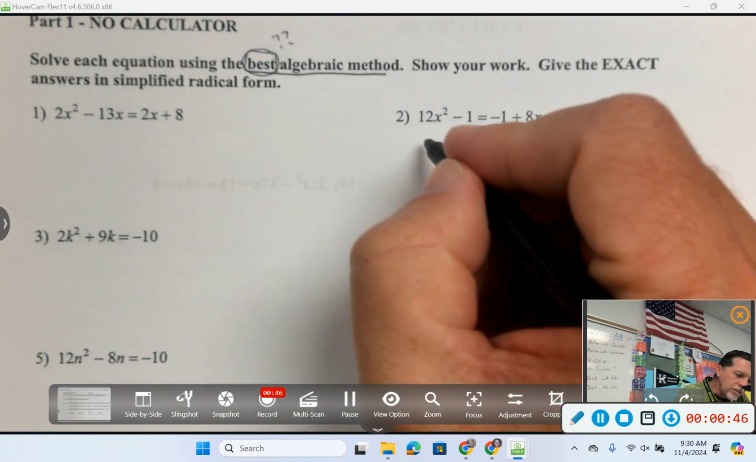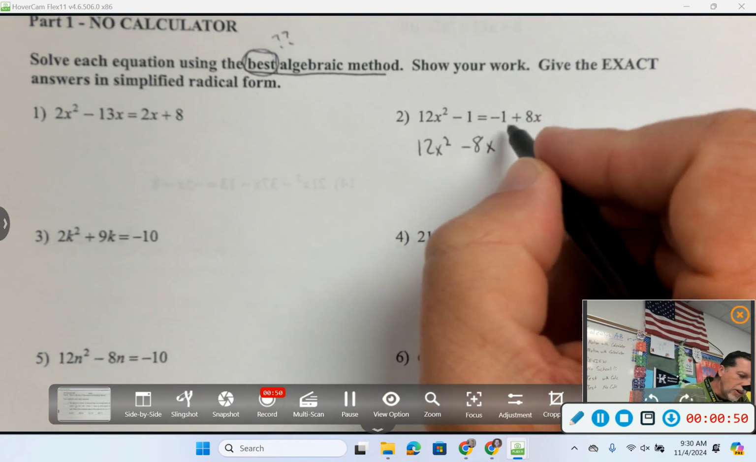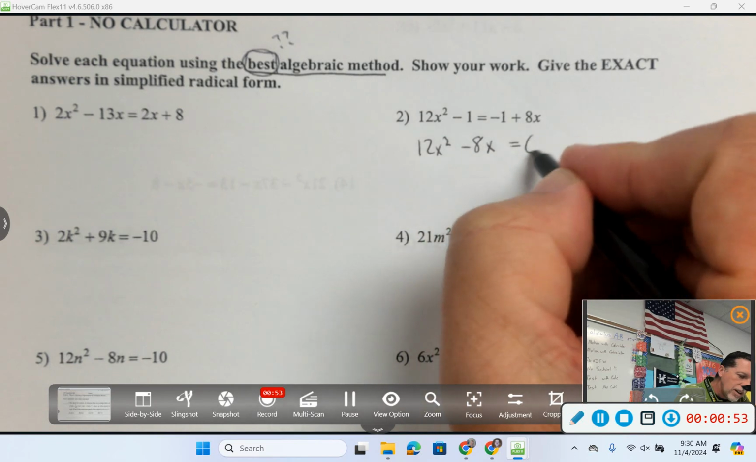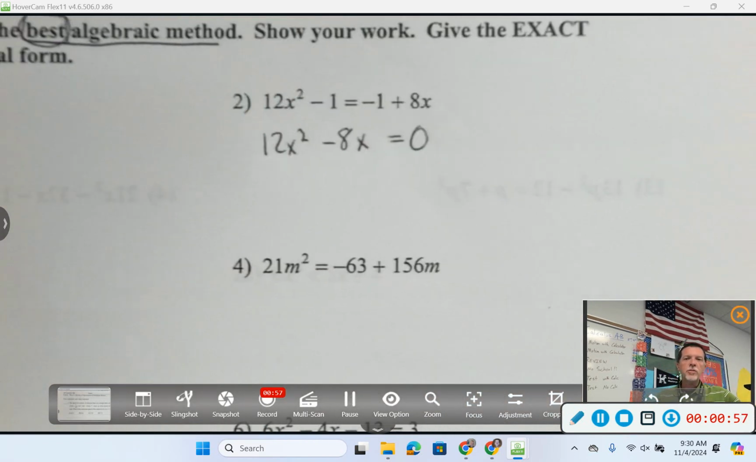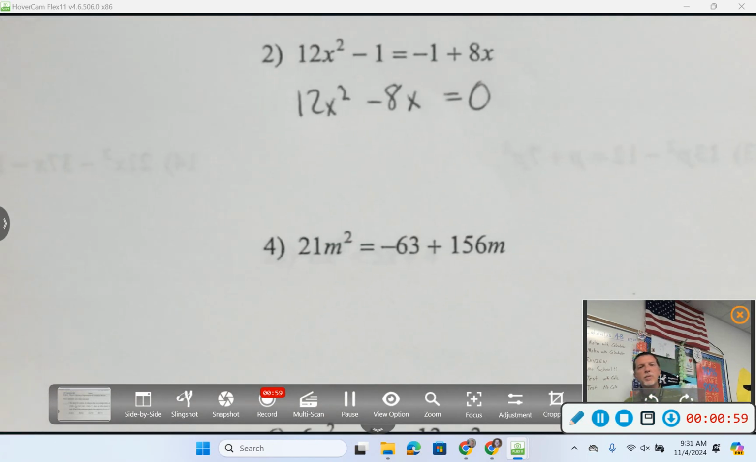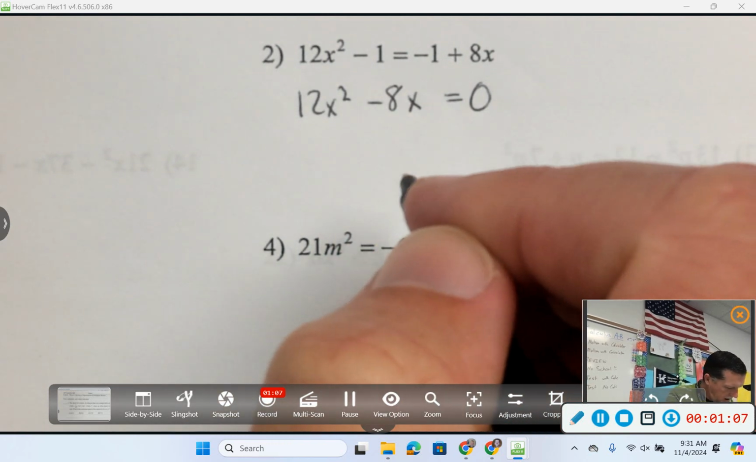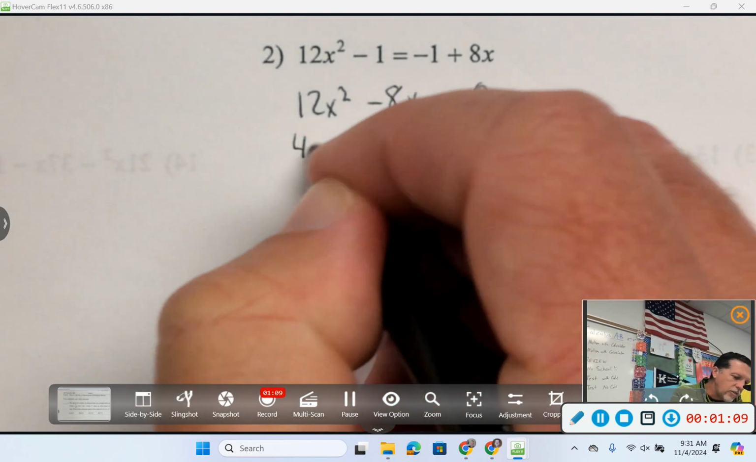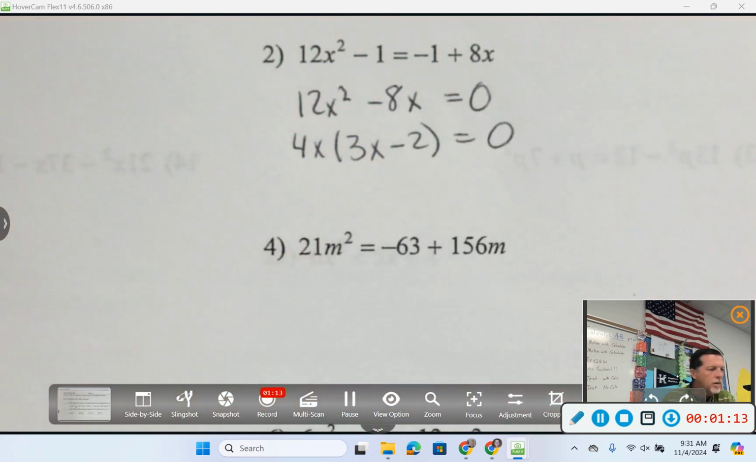All right, all of these are quadratics, so let's make them equal to 0, and then figure out what to do from there. So number 2, I move the 8x over, I add 1 to both sides. Let's see, how could I factor that? I'll take out a 4x, that leaves 3x minus 2.